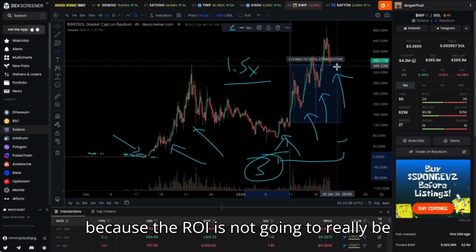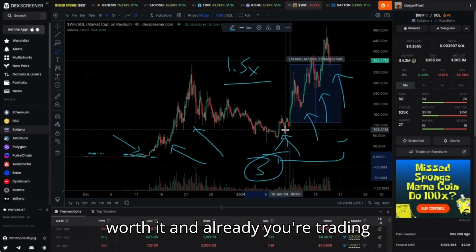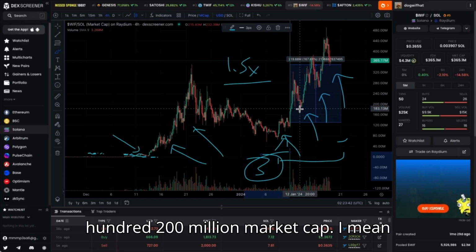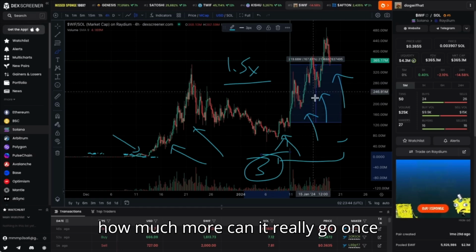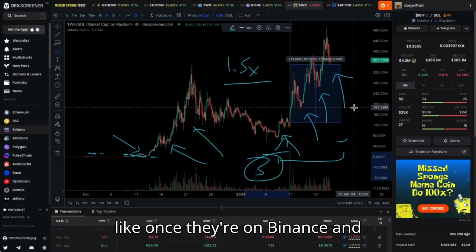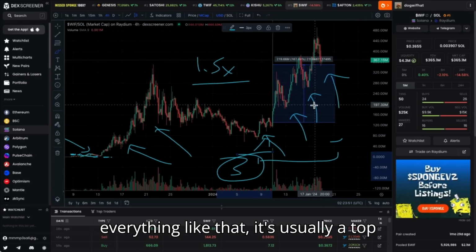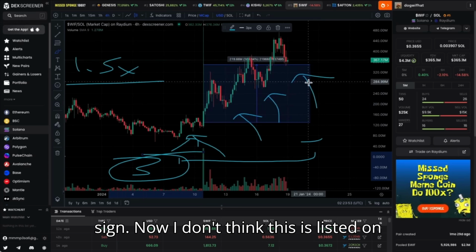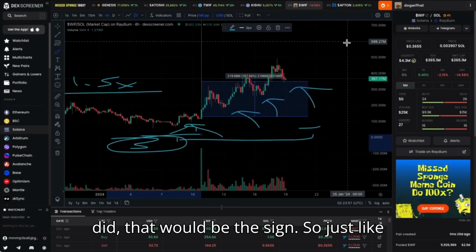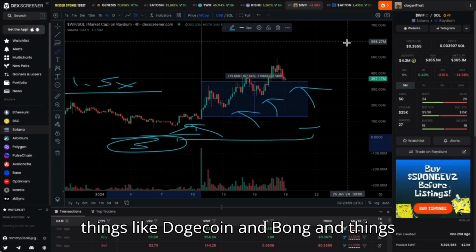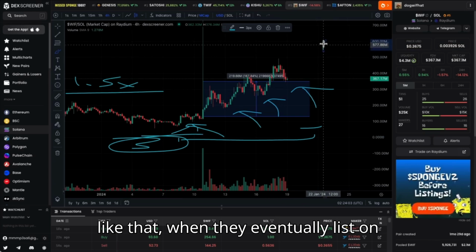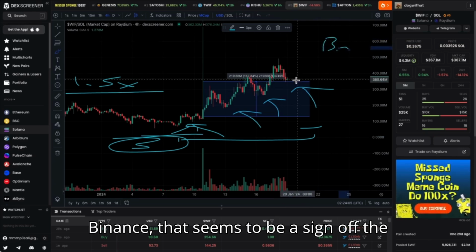Because the ROI is not going to really be worth it. And already you're trading something, a meme coin, that's already at 100, 200 million market cap. I mean, how much more can it really go once they've listed everywhere that exists? Like once they're on Binance and everything like that, it's usually a top sign. Now, I don't think this is listed on the absolute biggest ones yet, but if it did, that would be the sign. So just like things like Dogecoin and Bonk, when they eventually list on Binance, that seems to be a sign of the top.